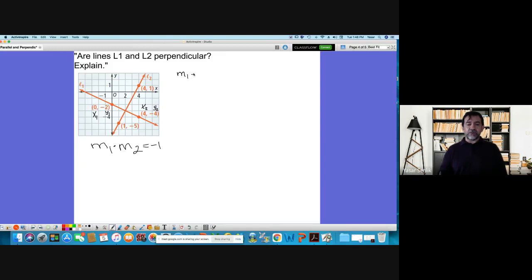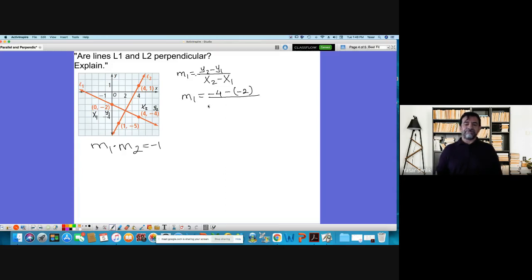Then M1 is going to be equal to Y sub 2 minus Y sub 1 over X sub 2 minus X sub 1. So that's the slope formula. Then M1 is going to be equal to, what is Y sub 2? I'll just look at right here. It says -4. I'll be writing that down. Minus, what is Y1? It is -2. You have to be careful. You need to put the -2 inside the parentheses so you do not confuse yourself.